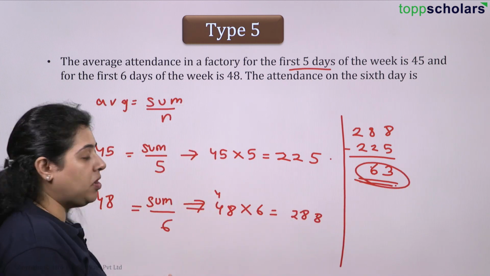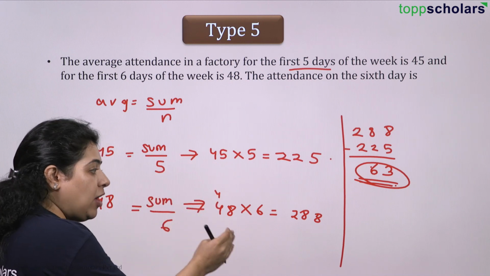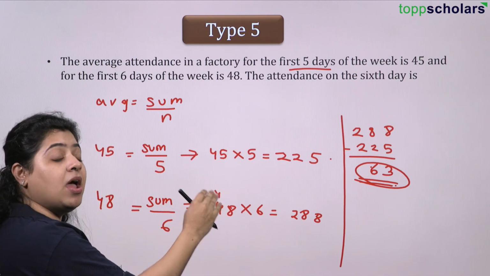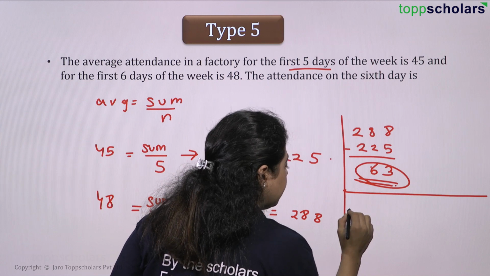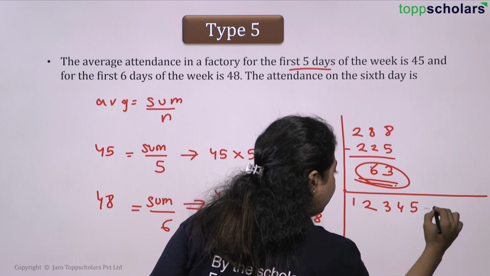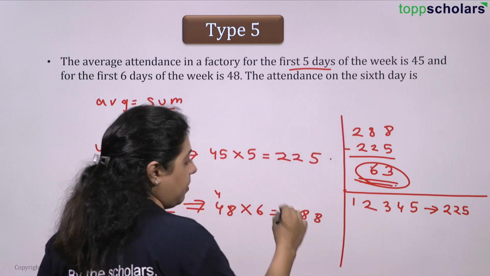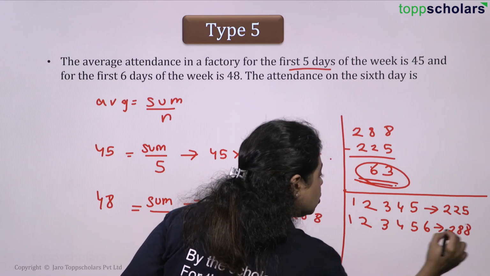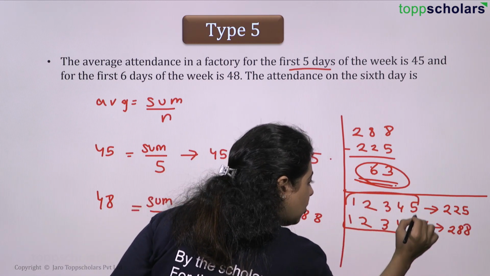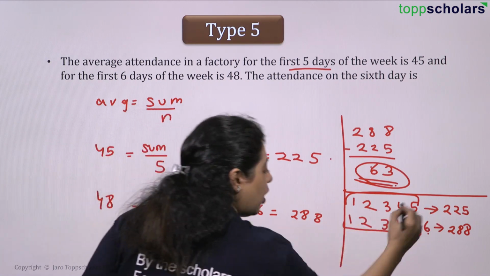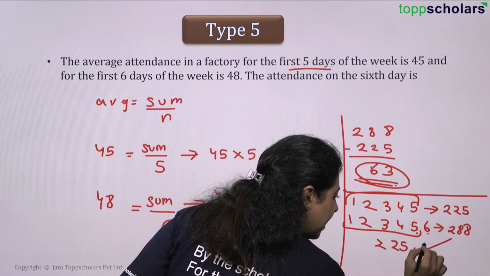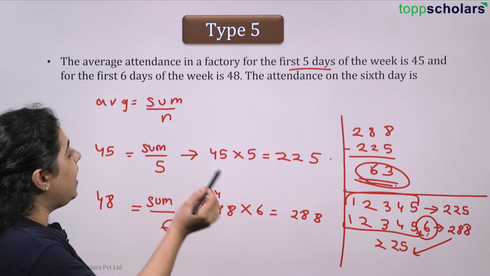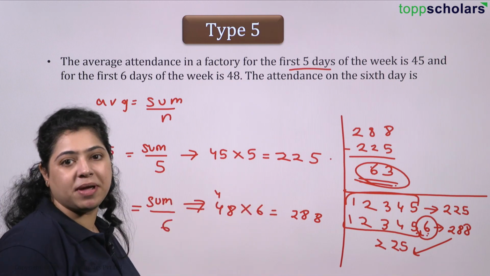What we did is we found out the value of 5 days and we found out the value of all the 6 days. The 6 days has the 5 days included in it. So what we have done is 1, 2, 3, 4, 5 days, the sum is 225. And 1, 2, 3, 4, 5, 6 days, it is 288. So this 1, 2, 3, 4, 5 is included in this 1, 2, 3, 4, 5, 6. So what we have done is this 225 we have subtracted, and whatever difference we get is the 6th day's answer, which is 63 here. So we get the attendance of the 6th day being 63. So 63 becomes the answer.